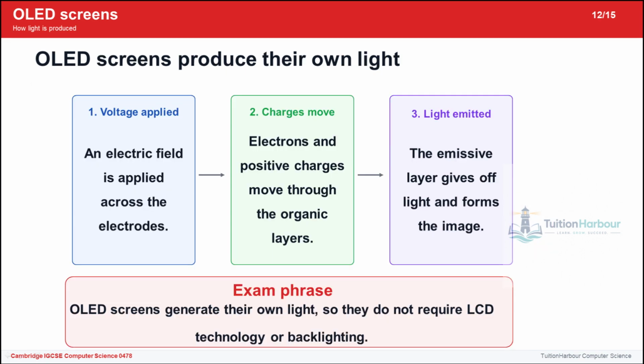How OLED produces light. A voltage is applied across the electrodes. Next, electrons and positive charges move through the organic layers. When the charges meet in the emissive layer, energy is released as light. The light from many pixels forms the image. OLED screens produce their own light, so they do not need LCD technology or backlighting.